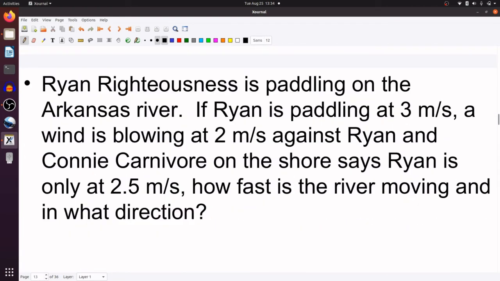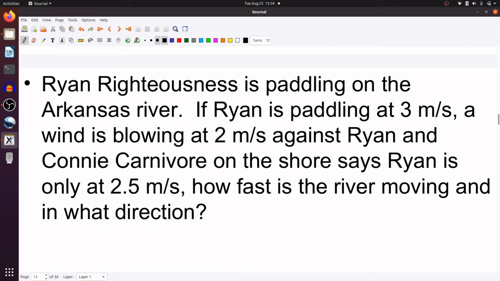All right, so this time I didn't name him just that guy. I actually gave him a good name. I finally spelled it correctly this year. Ryan Righteousness is paddling on the Arkansas River, or as we call it here, the Arkansas River. I'm from West Virginia, so I don't always say it right. If Ryan is paddling at 3 meters a second, a wind is blowing at 2 meters a second against Ryan, and Carney Carnivore on the shore says Ryan is only at 2.5 meters a second. How fast is the river moving, and in what direction?